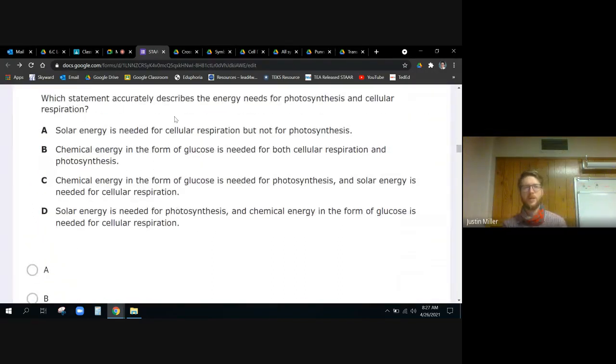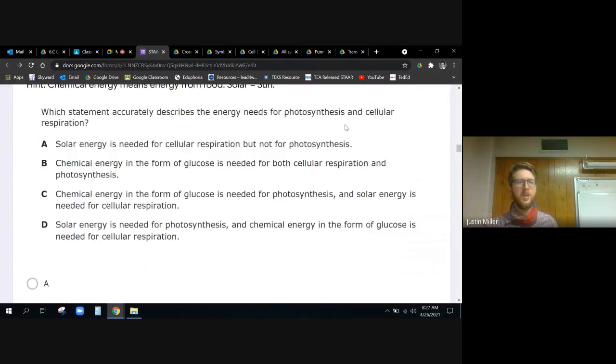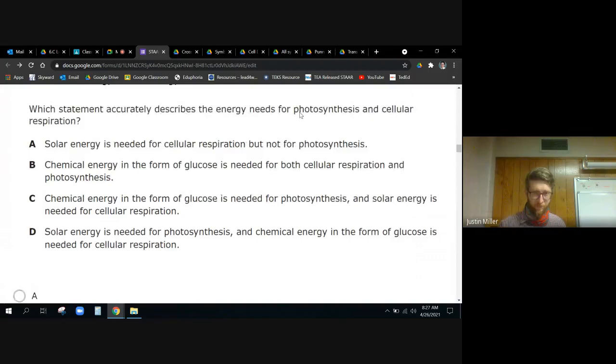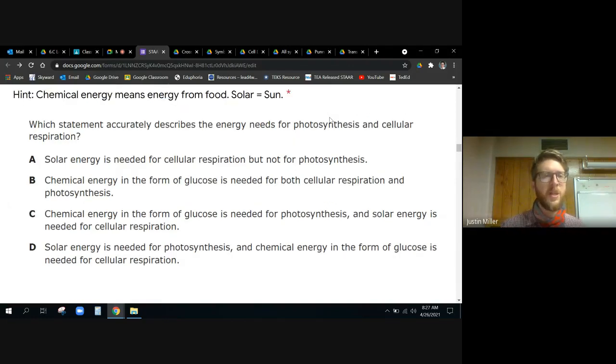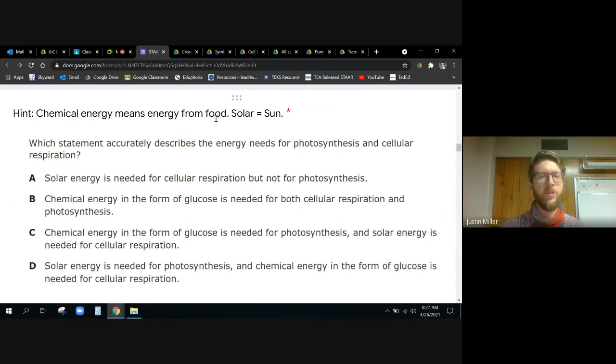All right, which statement accurately describes the energy needs for photosynthesis and cell respiration? This one should be easy. So in other words, where do plants get their energy from to do photosynthesis? The sunlight, right? And where do we get our energy from to do cell respiration? We get it from food, right? So I put in the hints, chemical energy just means energy from food. And the word solar means sun. So solar energy means sun energy. Chemical energy means food energy.